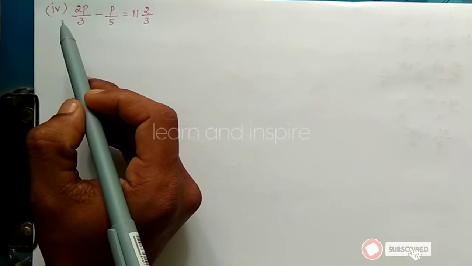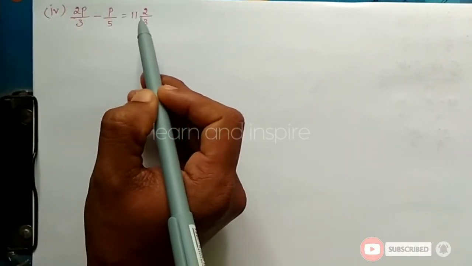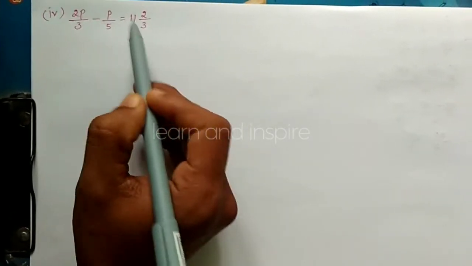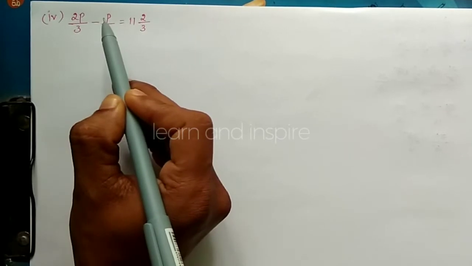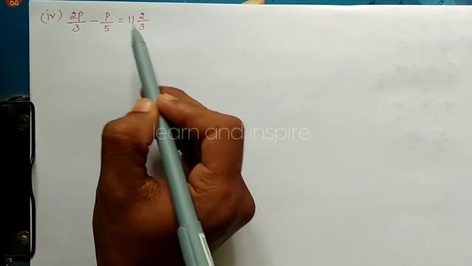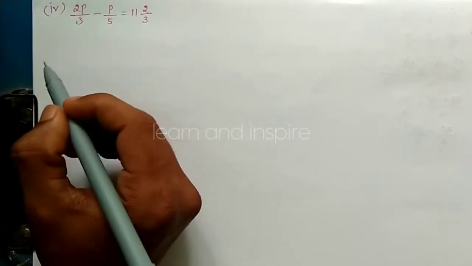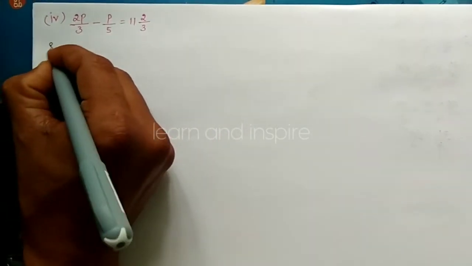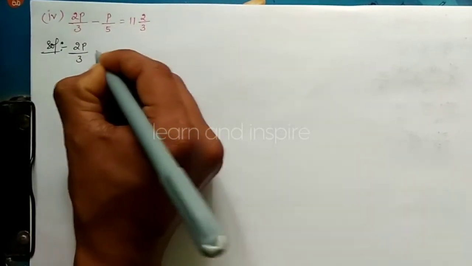Next, question number 4. 2p by 3 minus p by 5 is equal to 11 2 by 3. So in this question on LHS we have 2 terms with the same variable p, and on RHS we have a mixed fraction. First we have to convert this mixed fraction into an improper fraction. So first we convert that mixed fraction into an improper fraction.